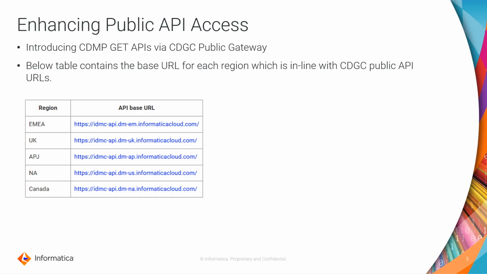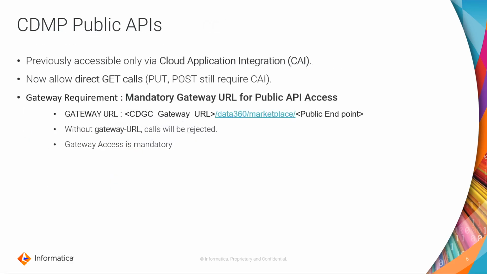Enhancing public API access for CDMP. CDMP GET APIs are introduced via the CDGC public gateway. Below are the CDGC gateway URLs for each region. CDMP public APIs were previously accessible only via Cloud Application Integration. Now all direct GET calls will be accessed via the CDGC gateway. The remaining PUT and POST calls will be accessed via CAI only.